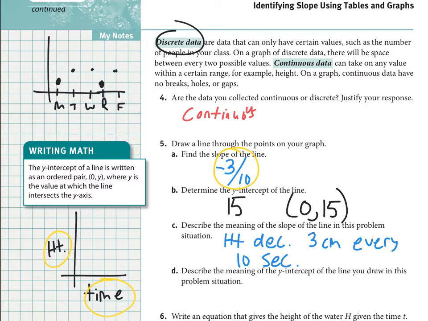And then the y-intercept, what does it mean? What was the 15? The 15 occurred when the time was 0. Remember, we started off up here at the point (0, 15). So what is that telling you about the situation? That was the starting height, before you even poked a hole in the bottle. And that's what a y-intercept generally is. It's an initial value or a starting value.